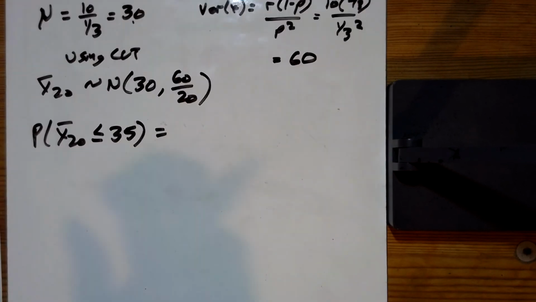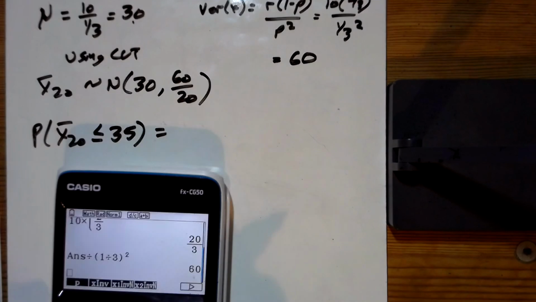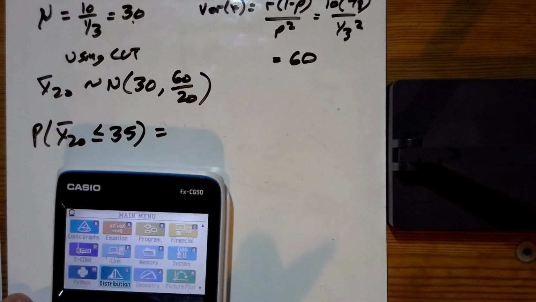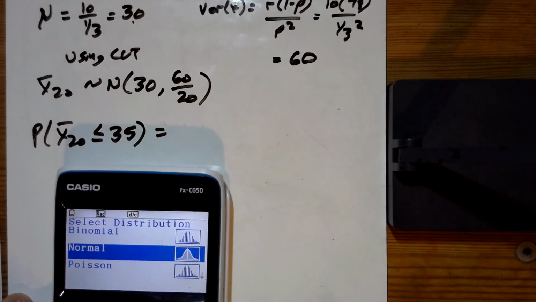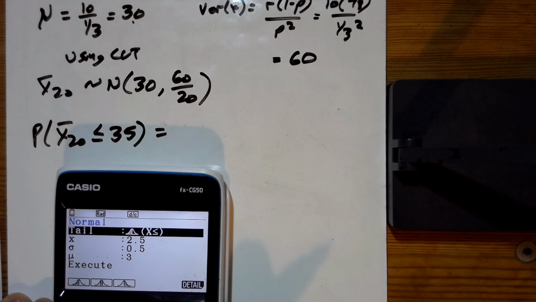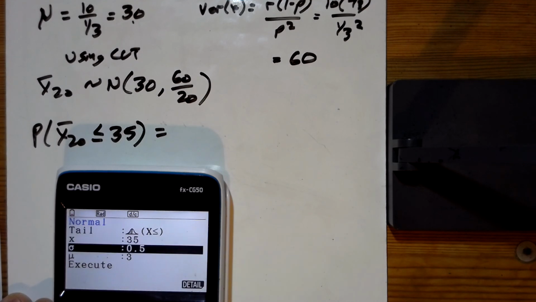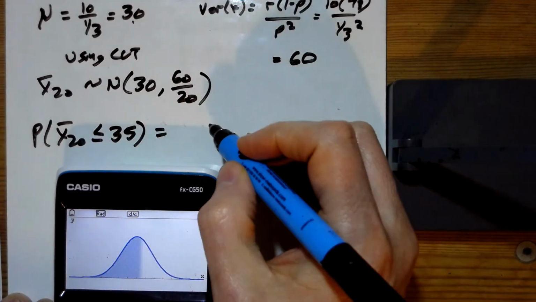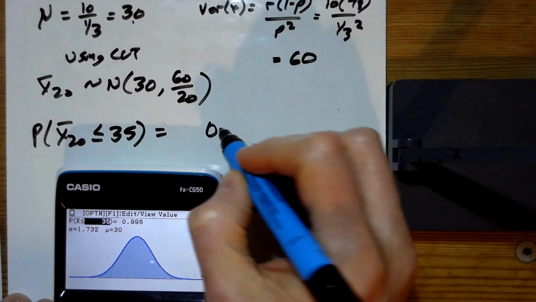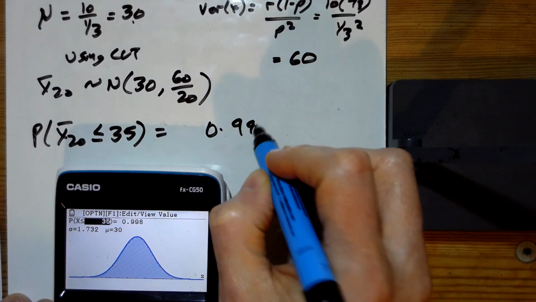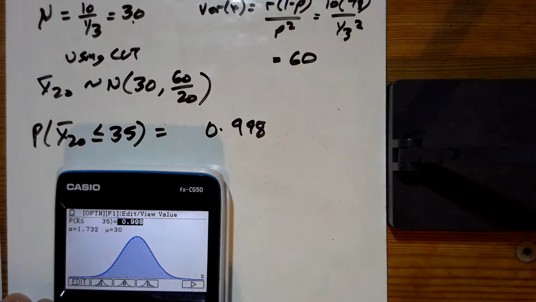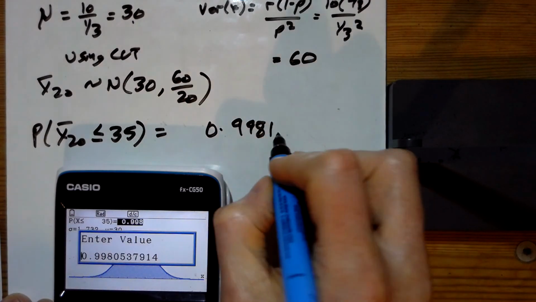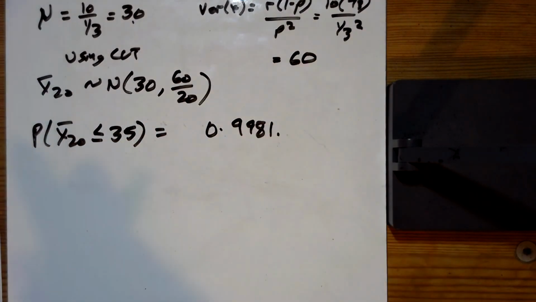So onto our normal distribution for that. Menu, distribution, normal. We have a less than or equal to 35 with a standard deviation of the square root of 3 and a mean of 30. And so that's going to be quite a lot, 0.9981. So does that make sense?